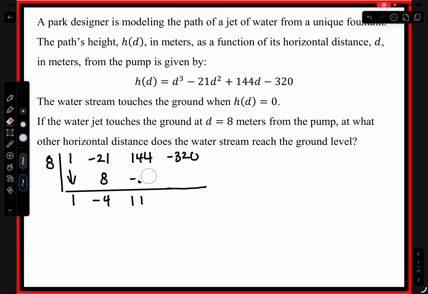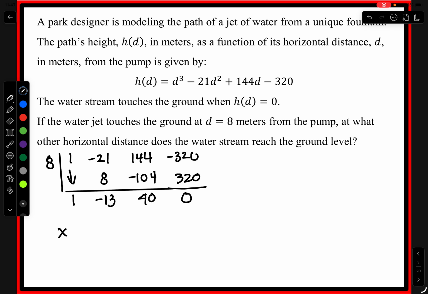I'm sorry, correction. This is negative 13. I thought it said 12. It's negative 21 plus 8. That's negative 13, and multiplying that negative 13 with 8 gives us a total of negative 104, which then gives us a total of 40. And multiplying 40 with 8, that's 320, so the remainder is 0.